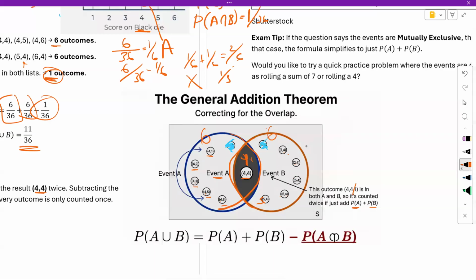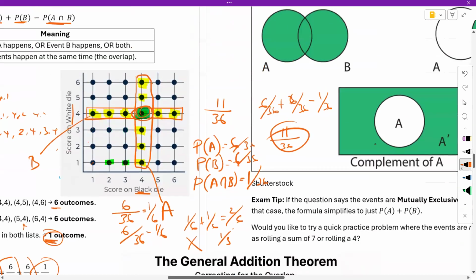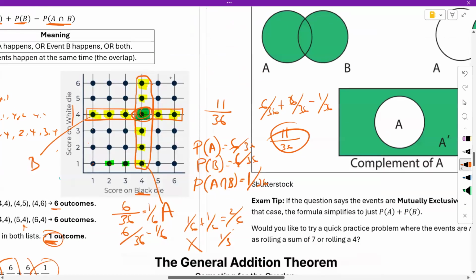And outside, the results are what? The complement of A union B, is what? The rest of the items. So the complement includes all these things.